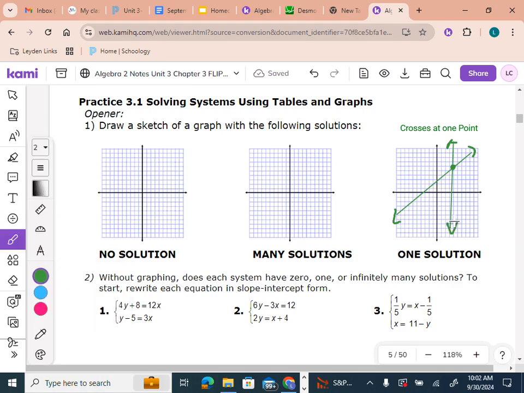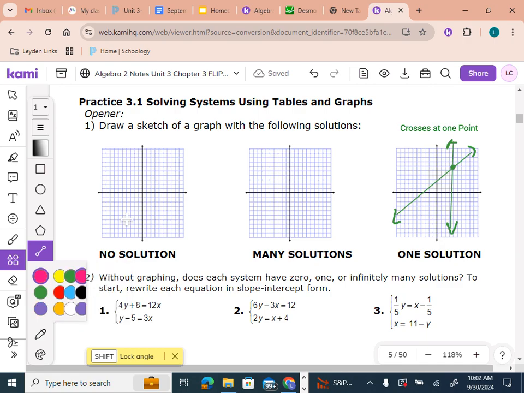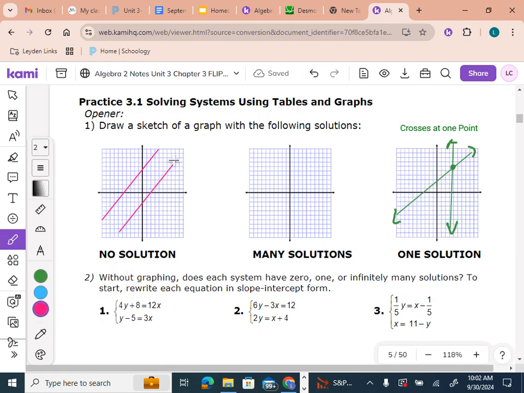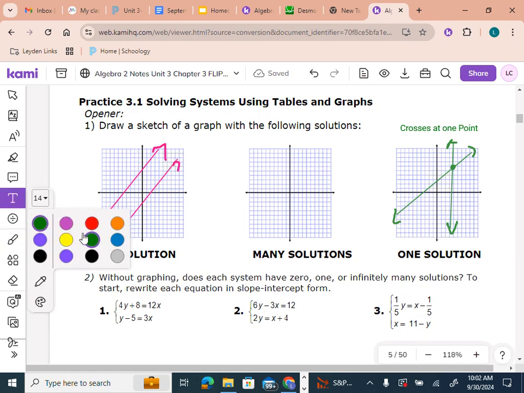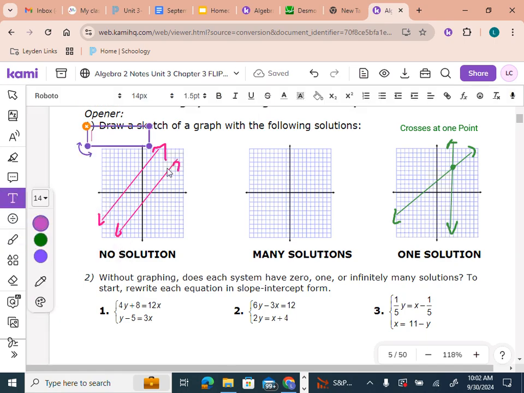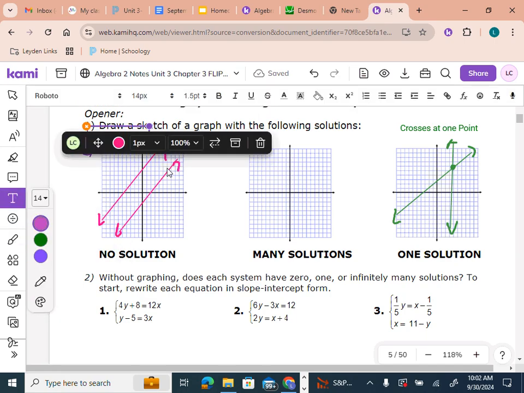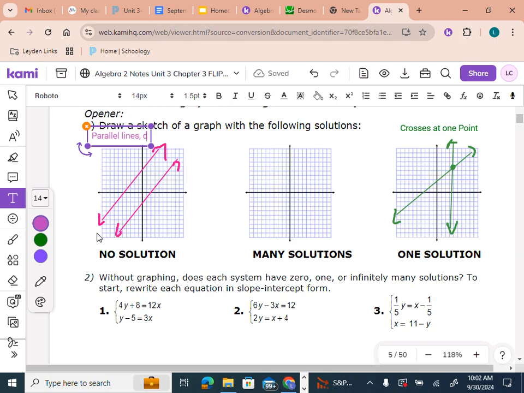Okay, so if it crosses at 1 point is one solution, what would no solution look like? Show me with your arms. Yeah, right? The parallel lines. If they never cross, it's going to be no solution. Makes sense? Right? Parallel lines don't cross.